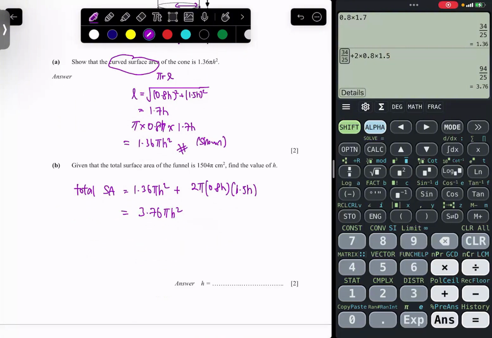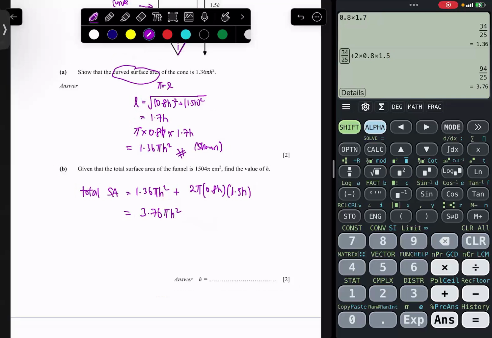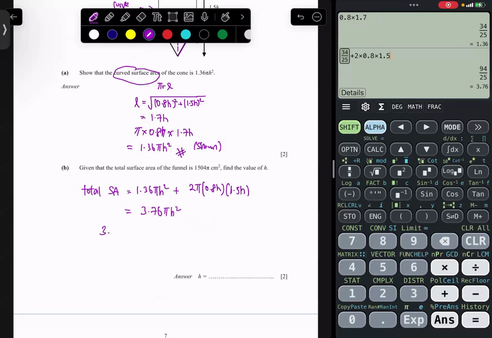Now when the question is phrased in such a way, what I expect is that h should be a nice number. The way that the question is phrased, it looks like h is going to be a nice number. So 3.76 pi h squared equals 1504 pi. So take away the pi, and then we divide by 3.76. So 1504 divided by 3.76, we actually get 400. So h equals the square root of 400, which equals 20. I don't need a plus minus for this because height can't be negative. So height equals 20 cm.